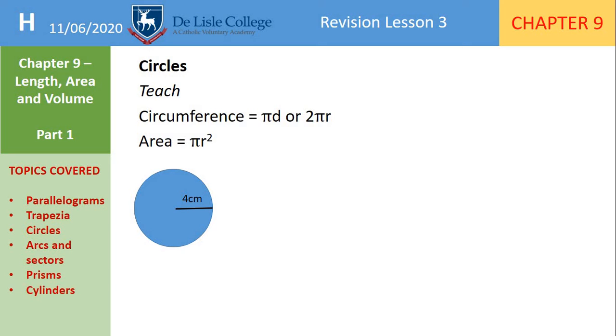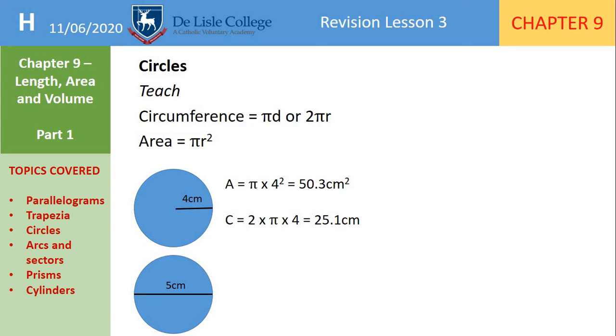So here on this circle we are given the radius, which is 4 centimetres. So to calculate the area, I'm going to do pi times 4 squared. I'm going to round all my answers to one decimal place, so I get 50.3 centimetres squared. For the circumference, I'll use the formula 2 pi r because I've been given the radius. So I'll do 2 times pi times 4, and that gives us 25.1 centimetres. Remember, the circumference is a length because it's the perimeter of the circle.